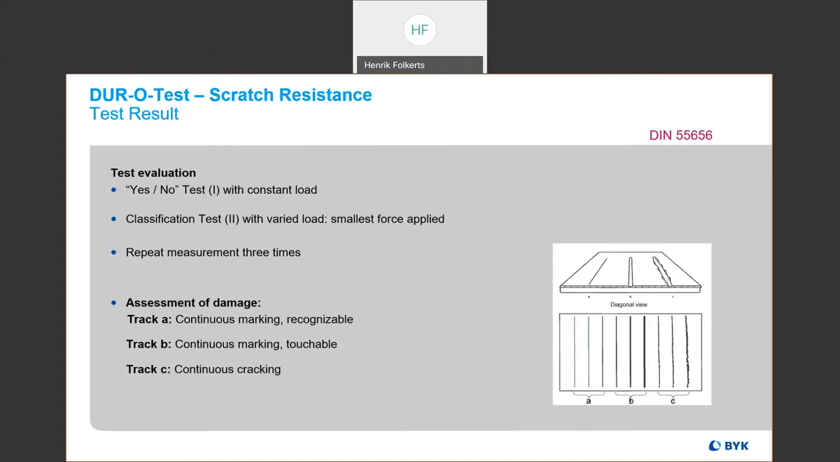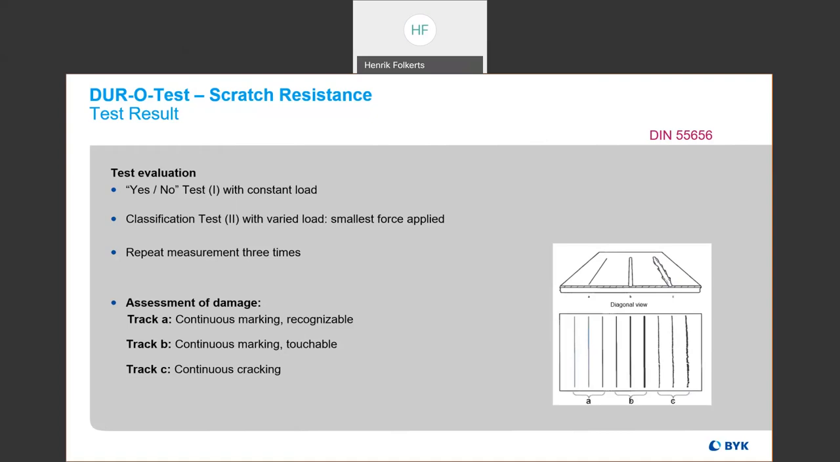And how can the damage be assessed? It is done visually. In the graph, you can see 3 different results: track A, track B, and track C. In track A, in this case, the load was predefined. As a visual description, you can call it a continuous marking, which is visible. Track B is already more severely damaged. Again, continuous marking, but now you can also feel it. It's touchable.